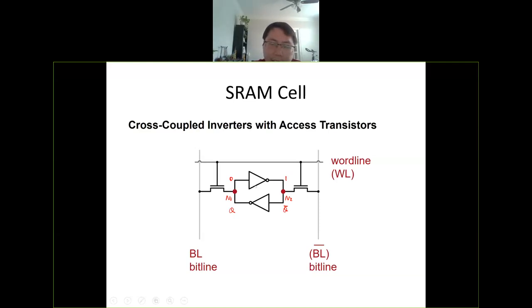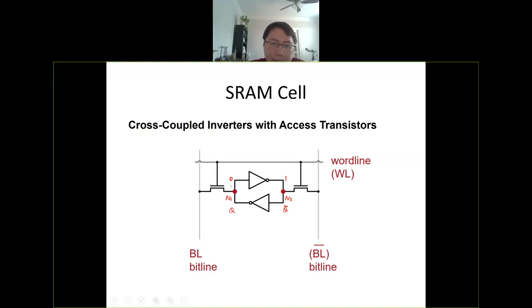If you have an even number of inverters in the loop, it will be stable. If you have an odd number of inverters in the loop, it's an oscillator. The signal is going to oscillate. So here we are going to use these 2 inverters as a latch to latch the data.